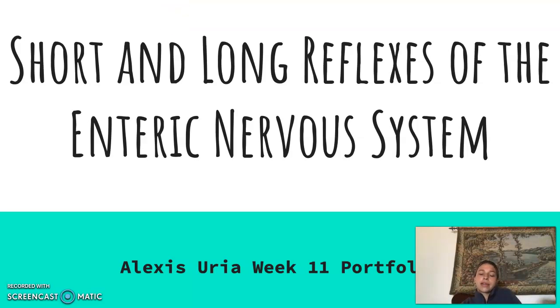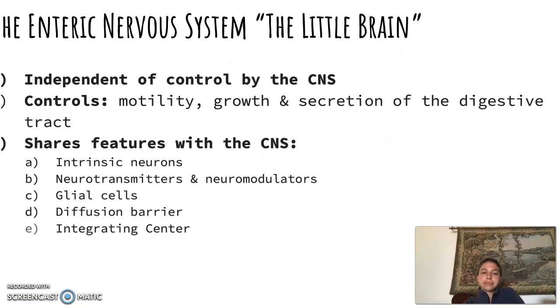I did my PowerPoint on the short and long reflexes of the enteric nervous system. The enteric nervous system is also coined the little brain. It is independent of control of the central nervous system. However, it does share several features with the central nervous system. They both have intrinsic neurons, neurotransmitters and neuromodulators, glial cells, diffusion barriers, and an integrating center. The ENS is known to control motility, growth, and secretion of the digestive tract.